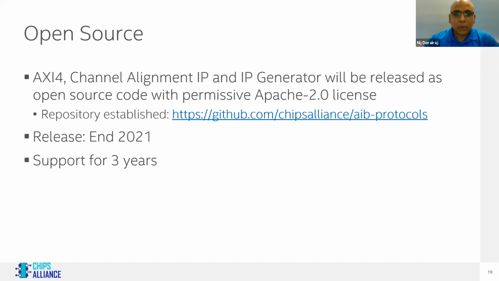So all this will be released as open source in GitHub by end of this year. And there will also be support for this IP for 3 years after the release. You can build IP with this, and if there are any additional capabilities or fixes that we need, we'll be able to support that for 3 additional years. And that is my last slide here.